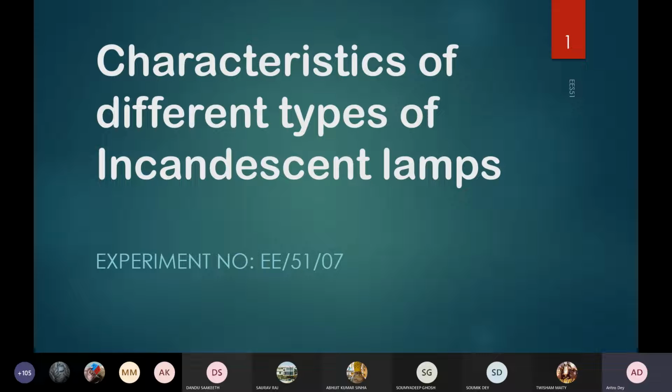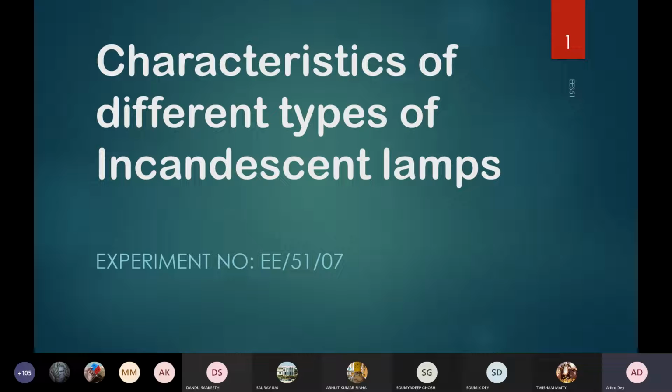That will be solved, and with that solution we'll cross check whether the nonlinear VI characteristics we get for these two different filament lamps are acceptable from the experiment. The main objective is first to find the VI characteristics for the carbon and tungsten filament lamp. Then from the characteristics we'll find the slope: if you plot voltage as the independent axis and I as the dependent axis, you will get conductance. If you take it the other way around, you will get the resistance.